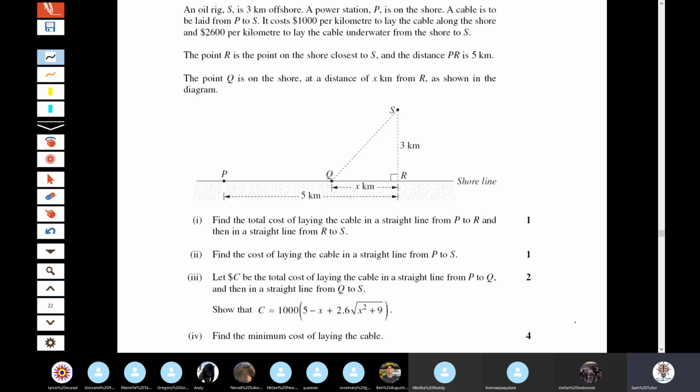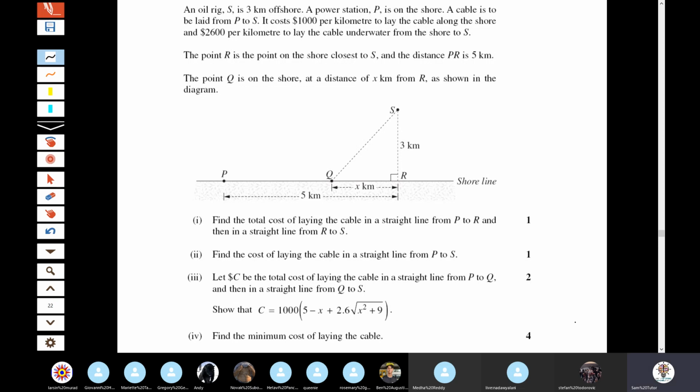The point Q is on the shore. Again, I look at it. Yep, makes sense. At a distance of X kilometers from R as shown in the diagram. Cool. Whereas I feel like you guys read the whole thing, look at the diagram, and you're like, what the heck am I doing? Whereas I actually break up the words and look at the diagram as the words are describing it. So then I can draw the diagram that they've given me in my head as I'm reading it. It's kind of what's happening. All right, and then I'm like, cool, makes sense.